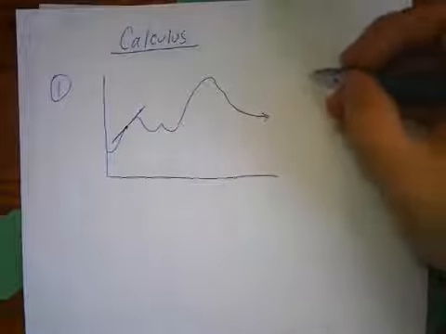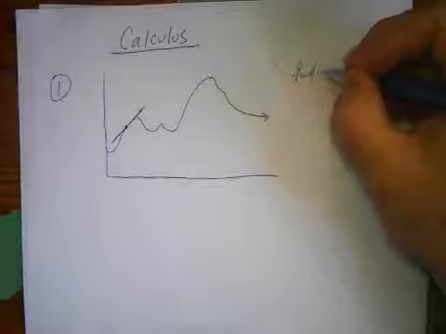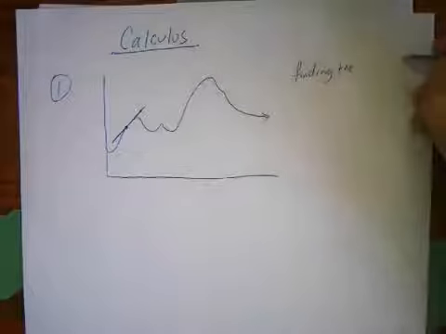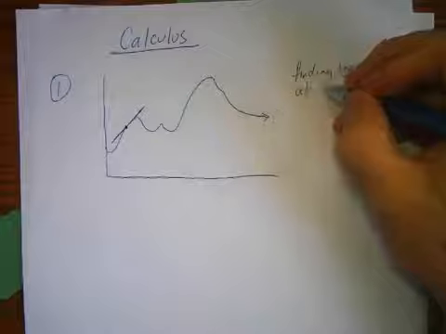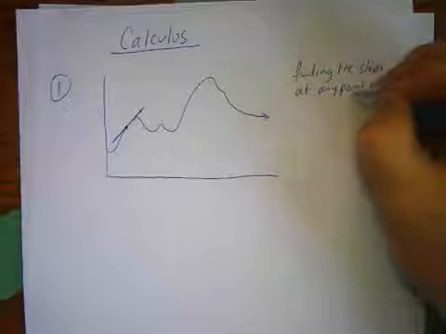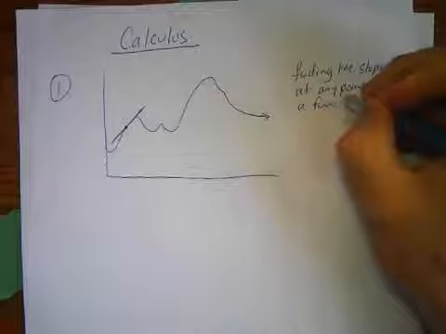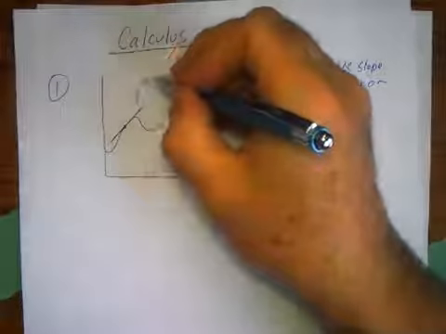Okay, so the first part is basically finding the slope at any point on a function. Okay, and we do that, like I said, this is a tangent line.